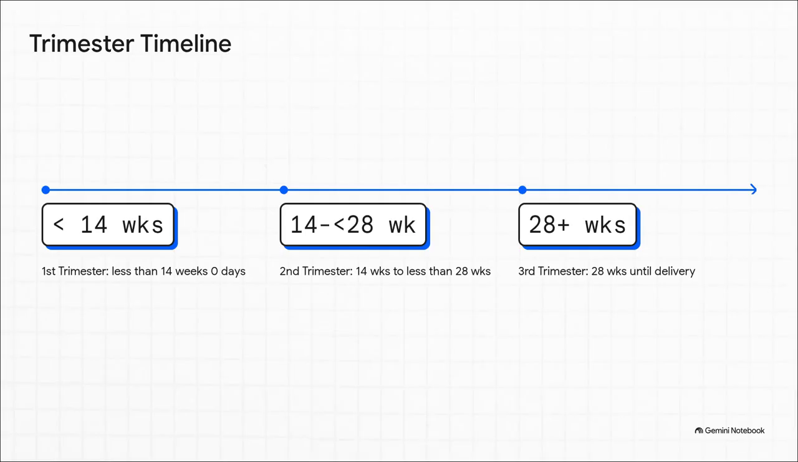You absolutely have to memorize these week and day boundaries because that final character of your O code hinges entirely on this math, which is based on the patient's last menstrual period. The first trimester is strictly less than 14 weeks and 0 days. The second trimester spans from exactly 14 weeks and 0 days to less than 28 weeks and 0 days. And the third trimester kicks in at exactly 28 weeks and 0 days, going all the way until delivery.